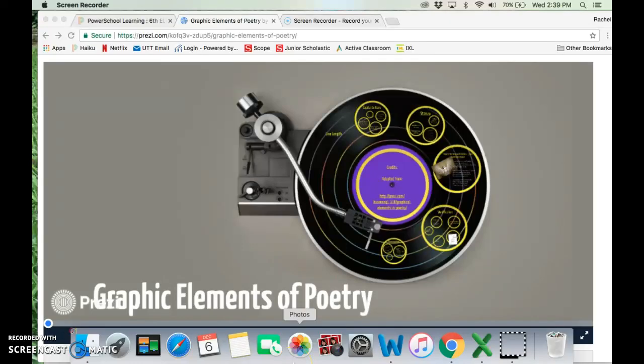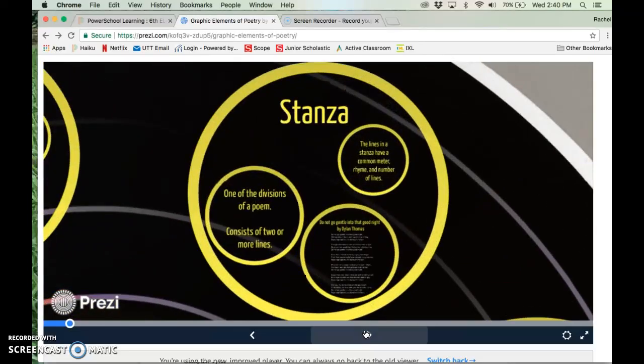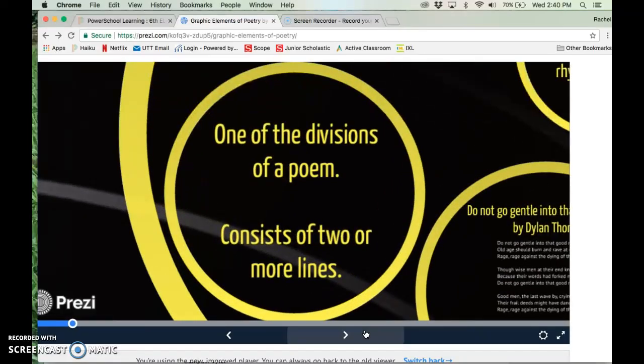So we've talked about how poetic technique and figurative language are important to a poem, and now we're going to talk about how graphic elements influence a poem. So the first thing which we've talked about some is stanzas. Stanzas are the divisions of a poem. They consist of at least 2 lines and can be more than 2 lines. Authors use stanzas to divide ideas and thoughts and also to create a certain appeal and appearance to their poem.